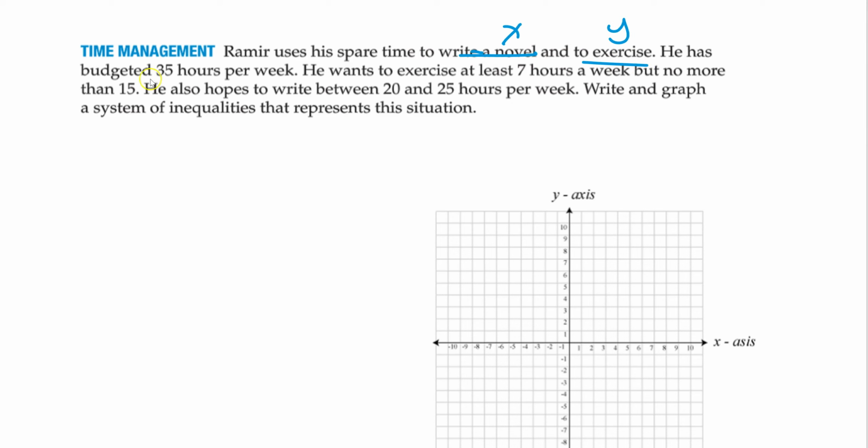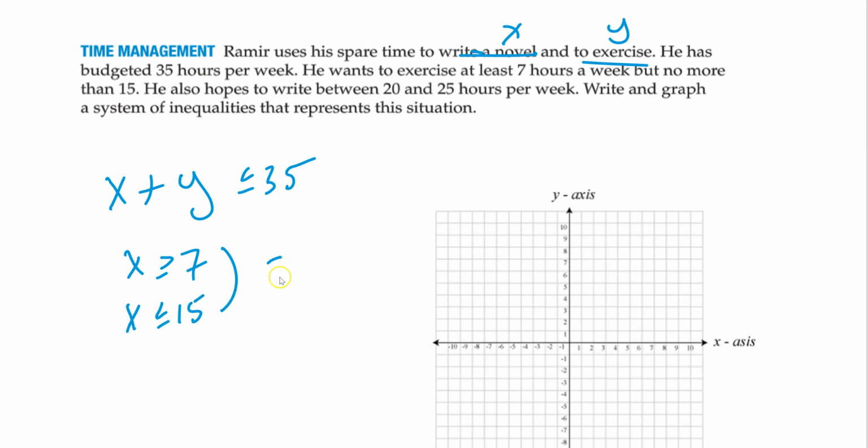First thing says he has 35 hours per week. So if you add that, novel plus exercise has to be less than or equal to 35 hours. That's the most he could spend. He wants to exercise at least 7 hours per week, so Y he wants to be greater than or equal to 7. But no more than 15. So Y also has to be smaller than or equal to 15. If you want, you can combine those two like this, but it doesn't really matter.